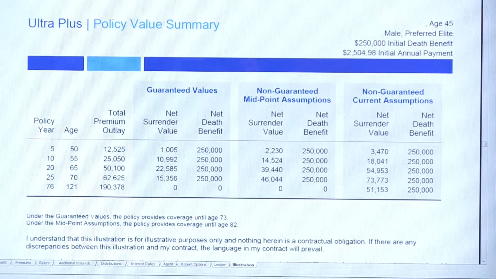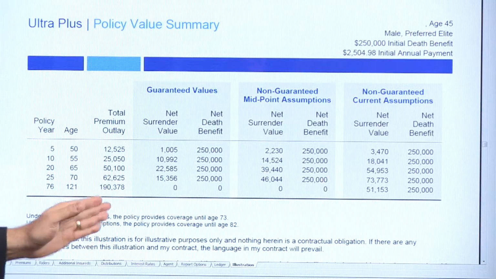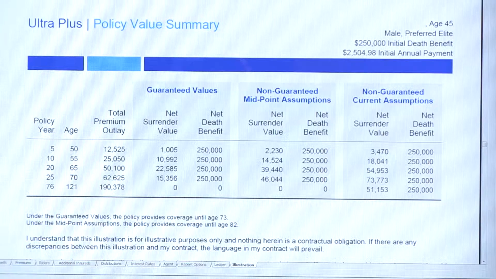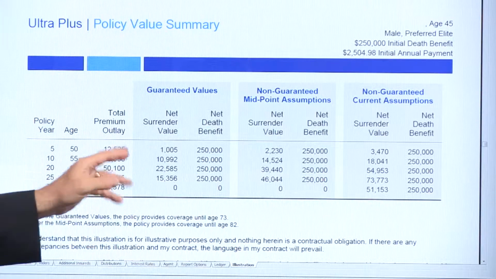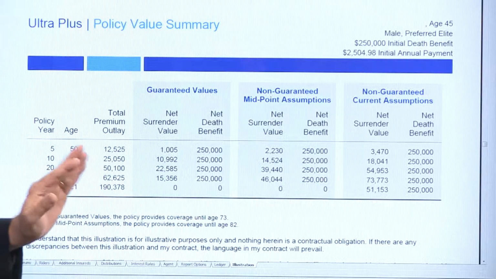These are snapshots. You're looking at policy accumulation, total premium outlay. I'm looking at the guaranteed values. And remember, in the first 5, actually in this case, the first 10 years, there's a difference between total cash value and surrender value. So you want to keep that in mind.